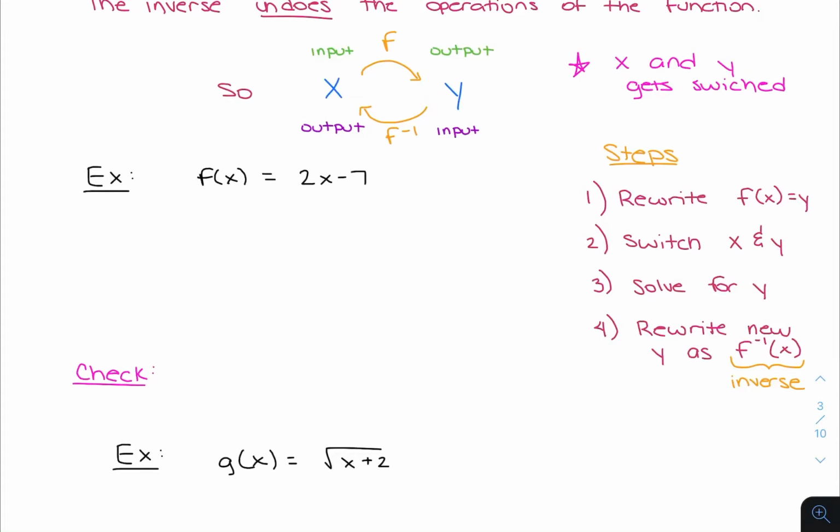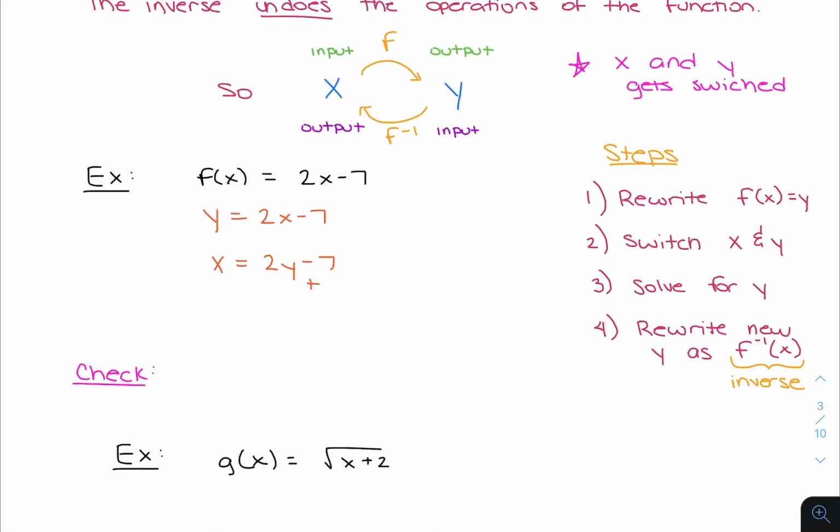In the first example, we have f of x is equal to 2x minus 7. And remember that our first step is to rewrite the function f in terms of y. So we would have y equal to 2x minus 7. So now we can switch x and y. If we do that, we would get x is equal to 2y minus 7. And we can solve for what our new y will be.